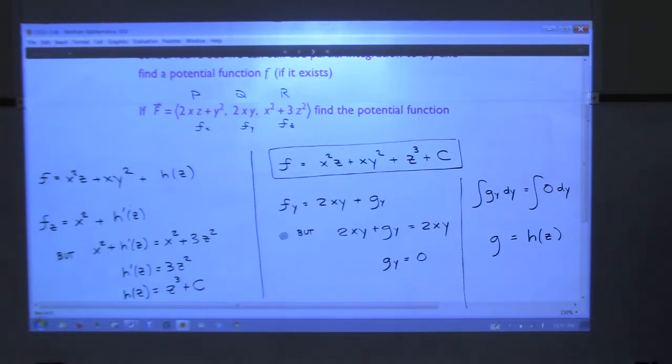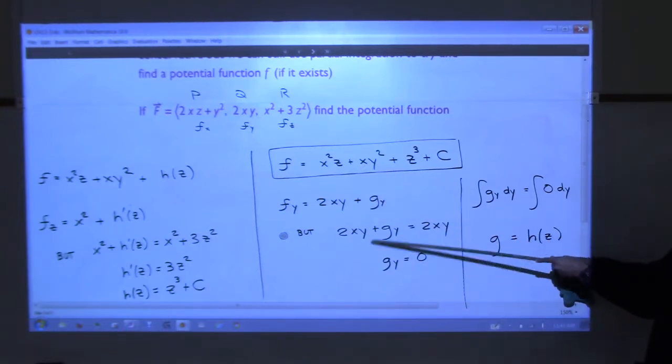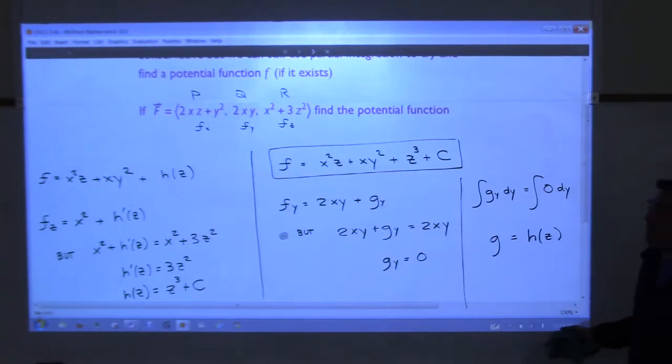The tricky part, I think, again, is keeping track of that antiderivative of 0 is not a constant in this case. It's a function of z only. Over here, when we had that g, that it was a function of possibly y and z.